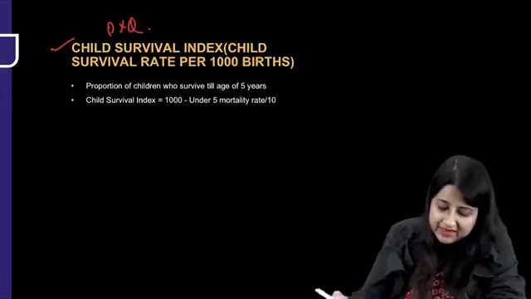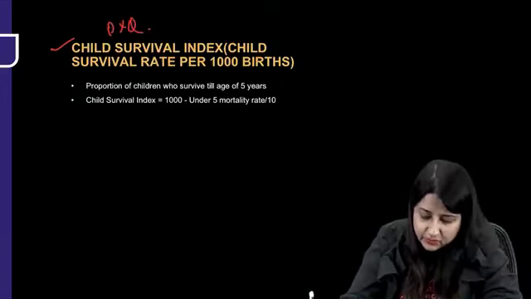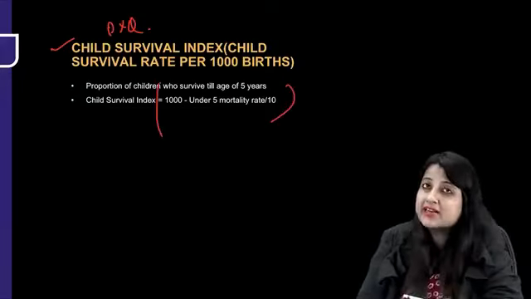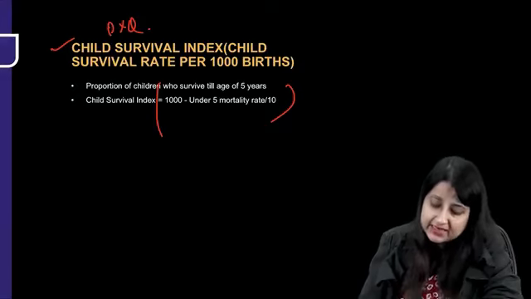What is child survival index? This is the proportion of children who are going to survive till the age of 5 years. This formula is asked: 1000 minus under 5 mortality rate, divided by 10.